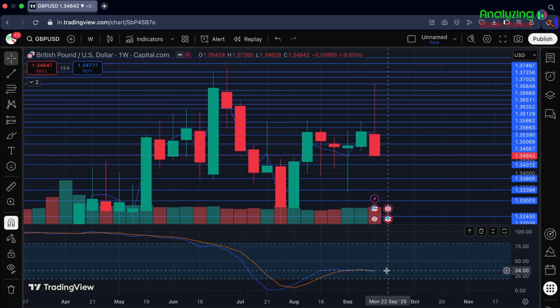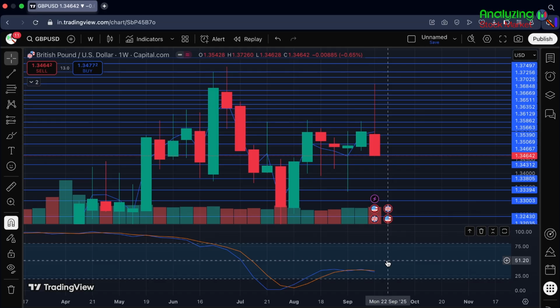Currently, the stochastic RSI is around 34, which is indicating a bit of a positive move in GBP USD. But remember, as we always say, we should not only depend on RSI or other indicators, we should also look for other factors which move the pair, like any news or important events, and then make a decision according to that data.